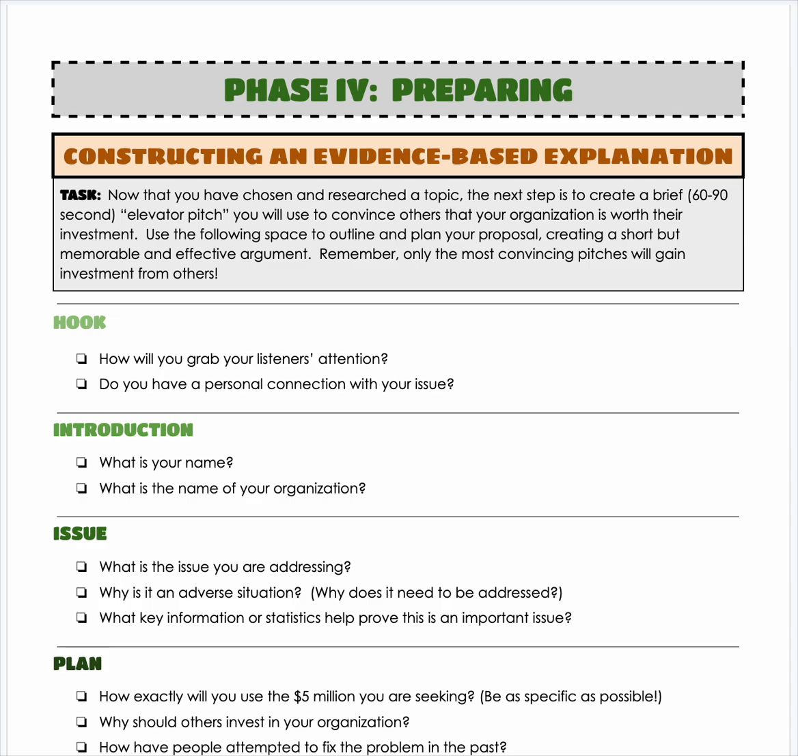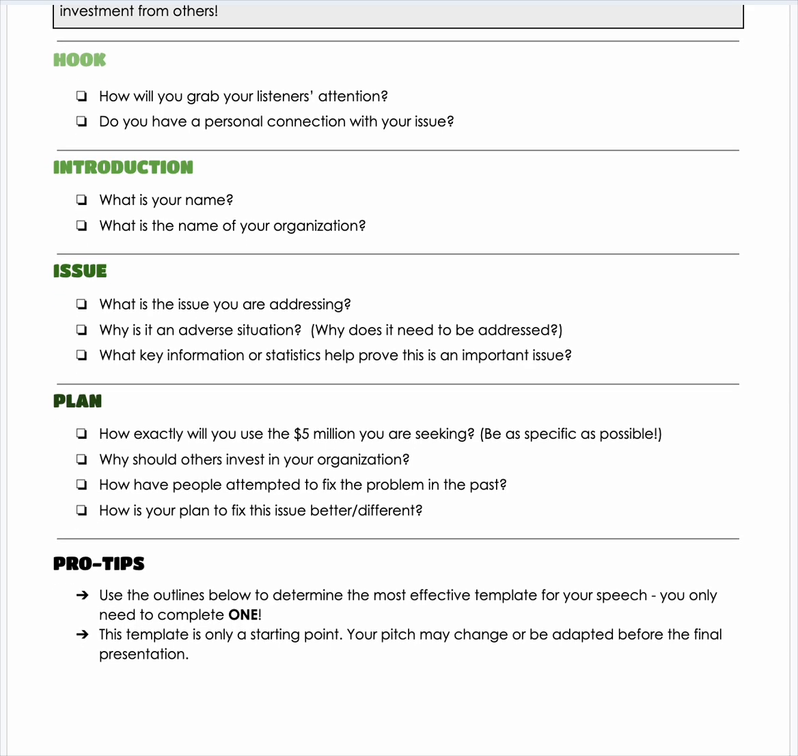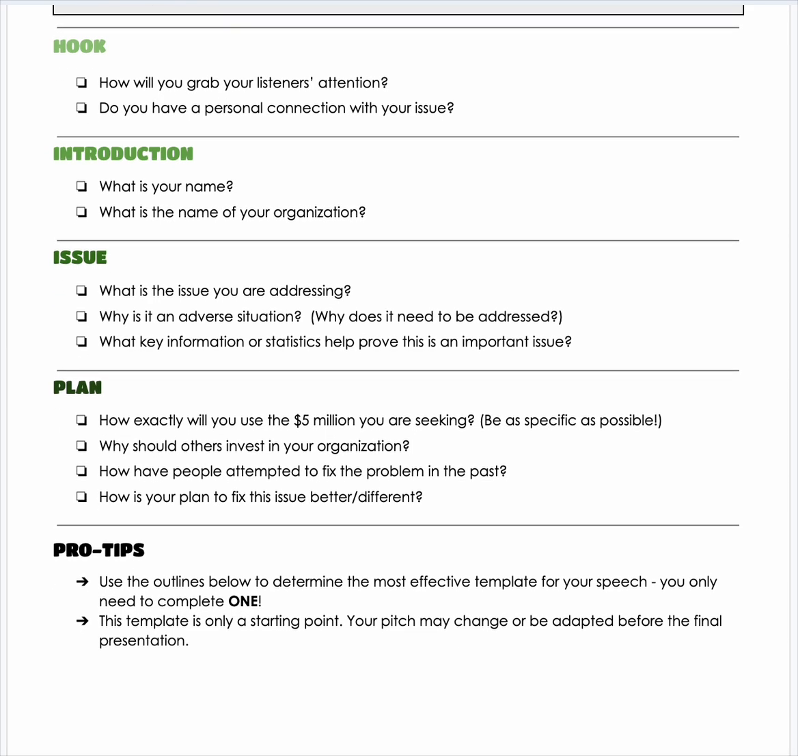So, first, you'll need a hook, some sort of way to grab listeners' attention. Do you have a personal connection with the issue? It could be a specific fact about your issue that might grab people's attention. And then you're going to want to introduce who you are and what your organization is. Next, you'll want to be sure that you are clear about the issue that you're trying to address with your nonprofit organization. Why is it such a big deal? And what is some key information that your investors need to know about it?